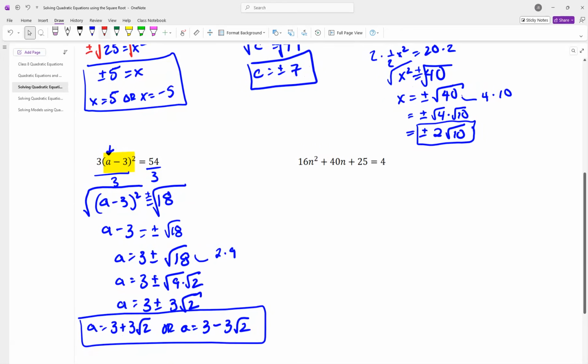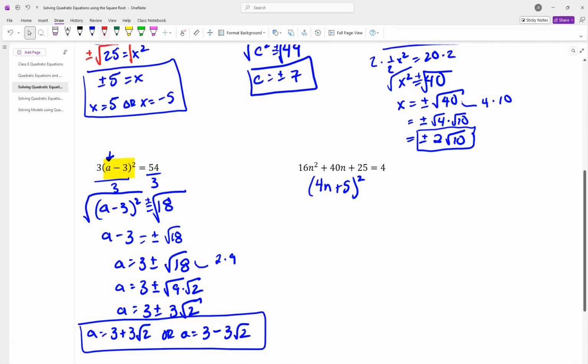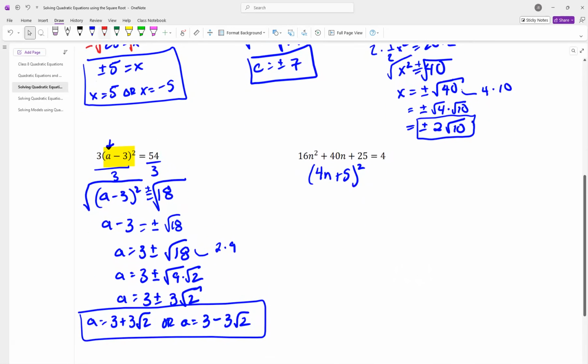Okay, next up. This ends up being a perfect square factor pattern of 4n plus 5 quantity squared. So you might have to use some accessory skills as you do the square root property, right? So just be aware of that. And then introduce square root. We get 4n plus 5 is equal to plus or minus square root of 4, which is 2. And then we have this one.